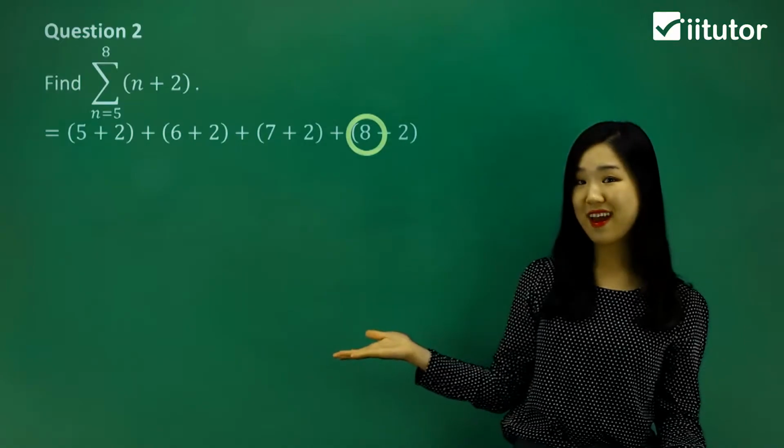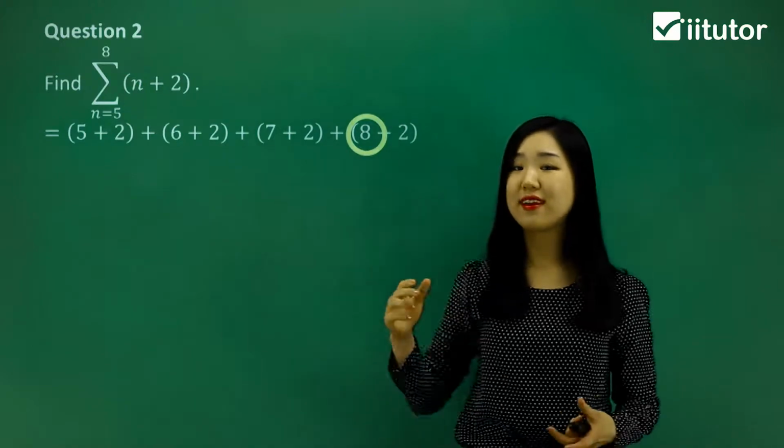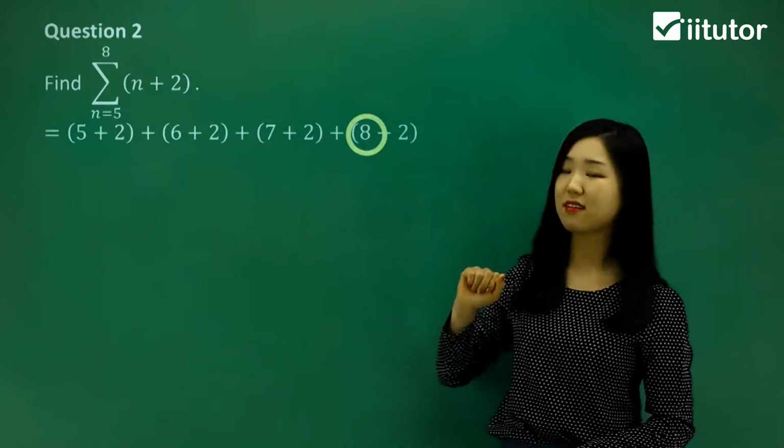And can we stop there, guys? Yes, of course we can, because look at the number on top of the sigma notation. It's 8. So we stop when n is 8. And that's the last one.